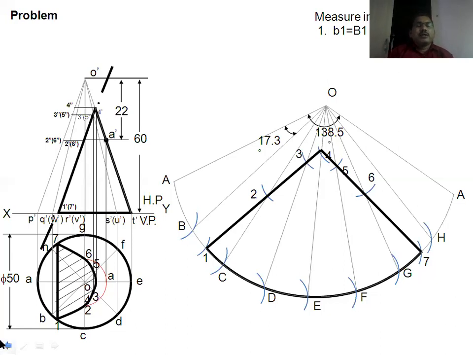Secondly, this cutting plane cuts the base as well as the generators, but not all the generators. So this is again a difference. In the earlier problem, the cutting plane cuts only the generators but not the base. So you notice that change and mark accordingly in the drawing solution of this problem.